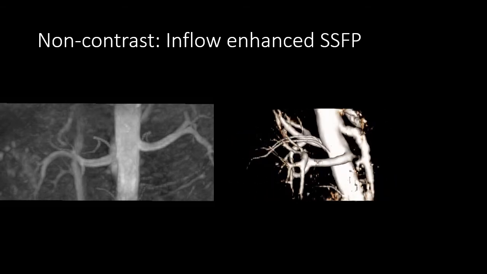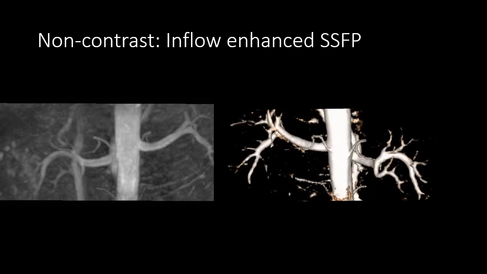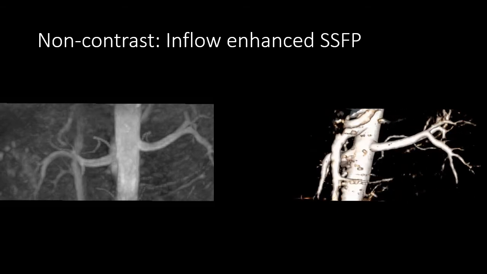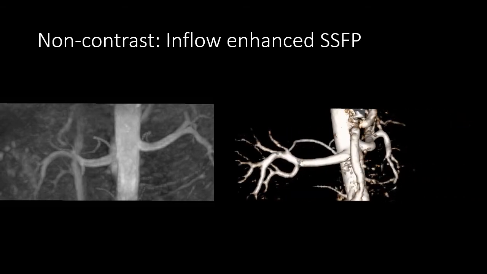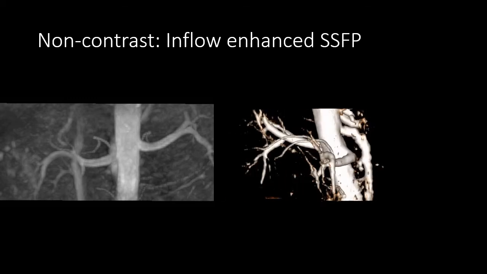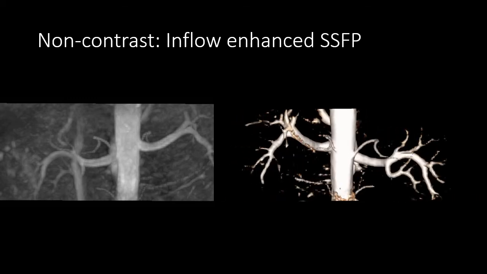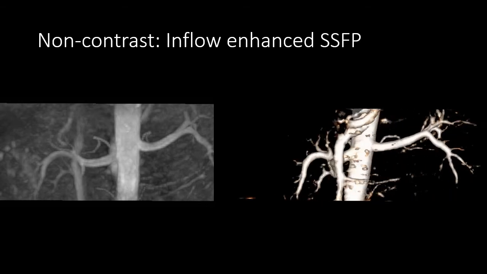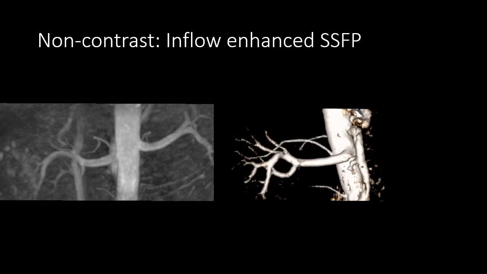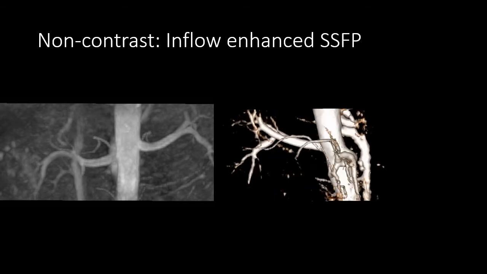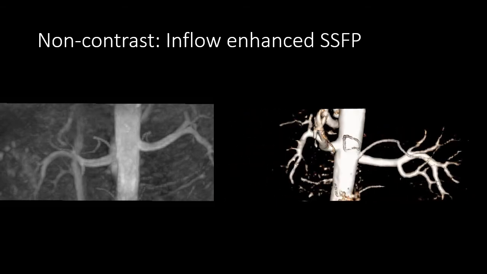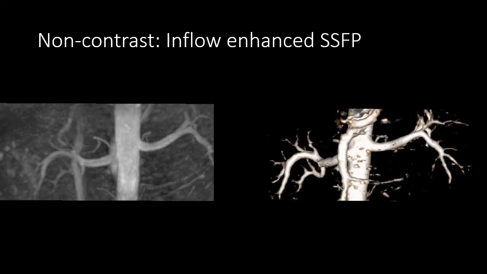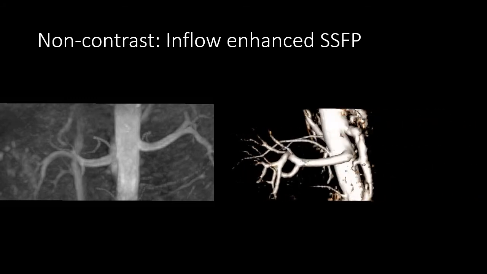We also have some good non-contrast techniques for imaging the renal arteries. Here's an inflow enhanced SSFP. Provides absolutely fantastic contrast and really good details right out into the peripheral branches. Its only limitation is its relatively limited craniocaudal coverage. So I routinely run this again lower down to make sure that there's no accessory renal arteries coming off the distal aorta or the iliacs, which could be stenosed and driving the hypertension.